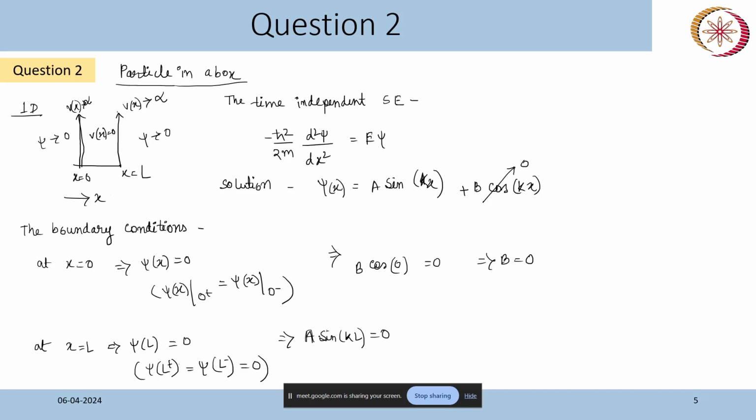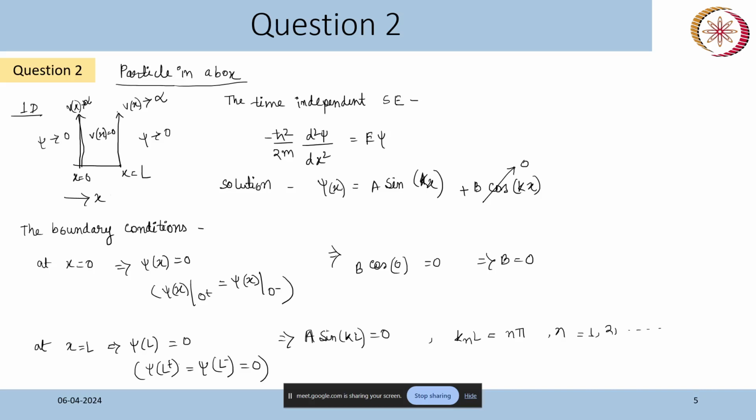Now if a equal to 0, then this solution will be a trivial solution. That means everything is 0, right? But we know that there is a particle and there is a wave function associated with that particle. So we don't write a as 0. But psi x will be 0 with certain conditions, and for this case the condition is sin kL equal to 0, which is satisfied when kL is equal to n pi. Here n is 1, 2, etc.